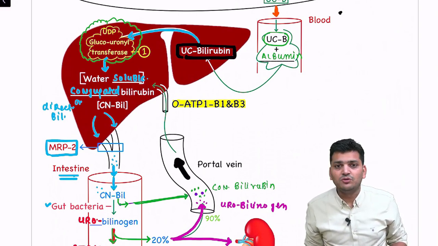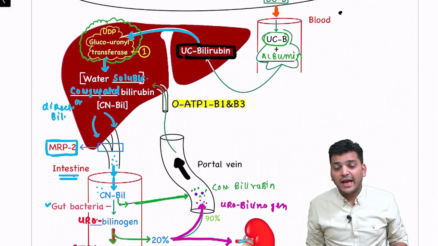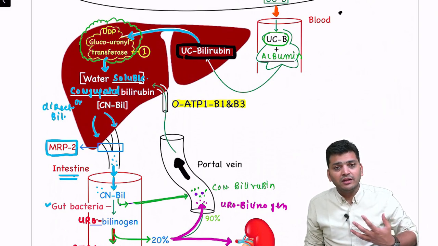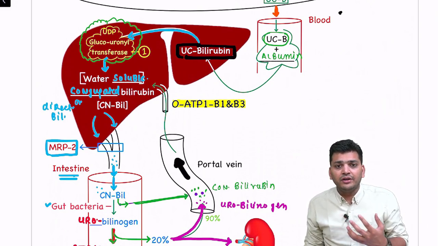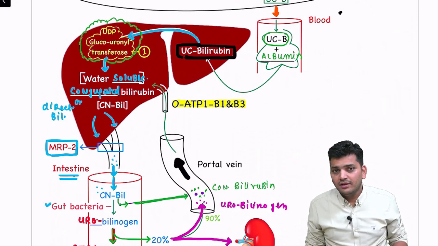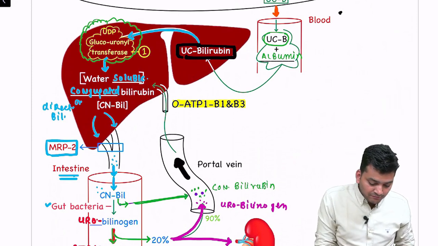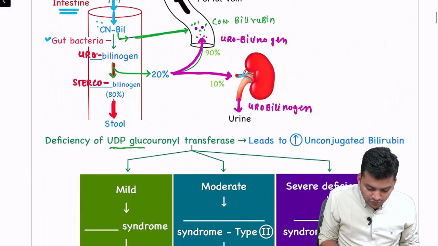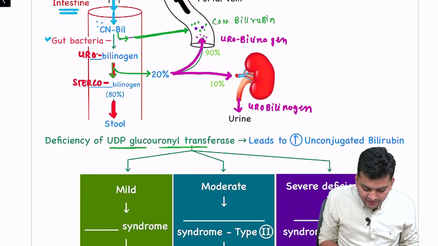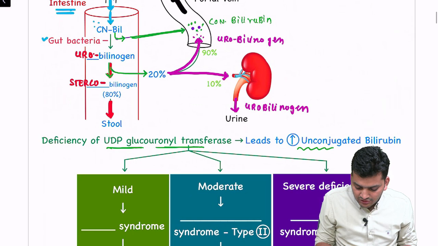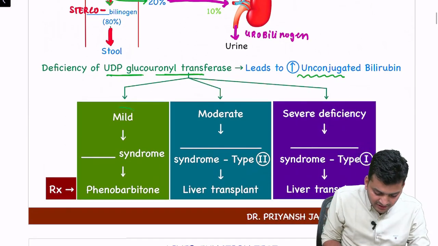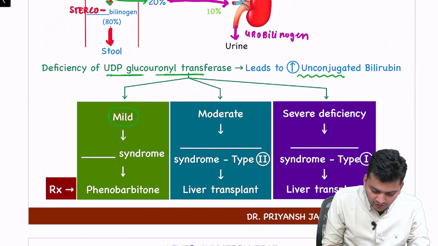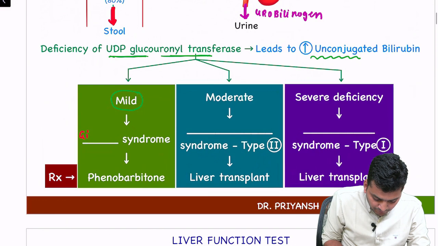If this enzyme is not there, the unconjugated bilirubin will not be able to convert, and that is going to accumulate in the body, and that is called unconjugated hyperbilirubinemia. So if there is a deficiency of UDP glucuronosyl transferase, that will lead to an increase in the unconjugated bilirubin. If there is a mild deficiency, this is called Gilbert syndrome.